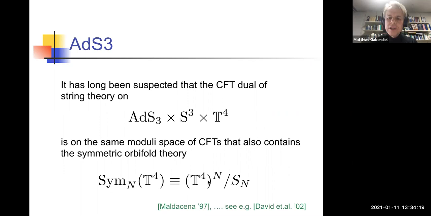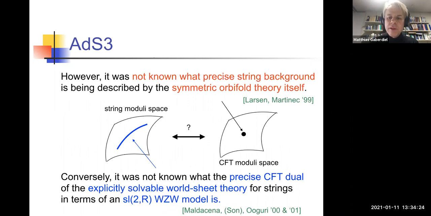Now, while this has been known for many years, what's not been clear is how the different points in these different moduli spaces exactly correspond to one another. On the CFT moduli space, there's one very special point, namely the point described by the symmetric orbifold theory itself. The question is, what precise string background does this point correspond to? Conversely, on the string side, there is a part of the moduli space described by an exactly solvable worldsheet theory, an SL(2,R) Wess-Zumino-Witten model, the Maldacena-Ooguri description of string theory in AdS3. You can ask which specific CFT in this moduli space does this family of solvable worldsheet theories correspond to. For many years it has not been understood clearly how these two things are related to one another.